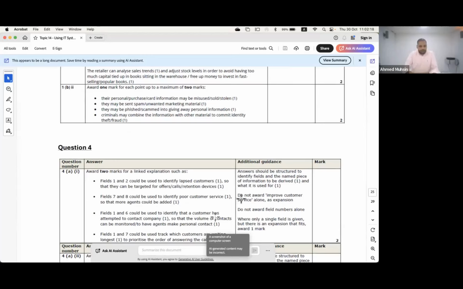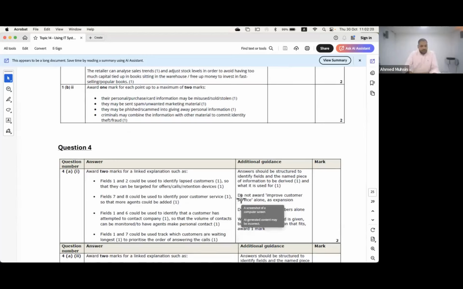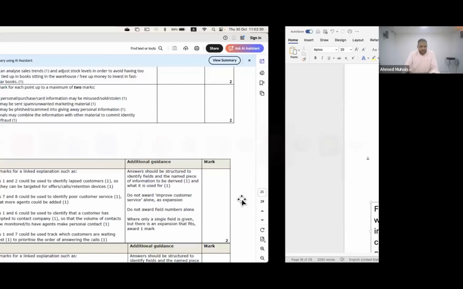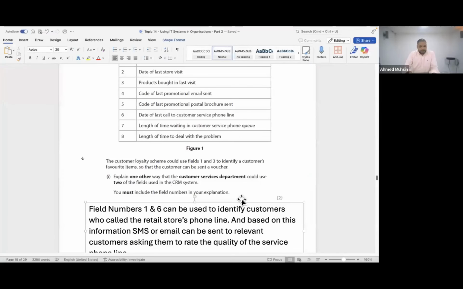Okay, 1 and 7 could be used to track which customers are waiting longest to prioritize the order of answering the calls. Fields 1 and 7. What does 7 tell us? 7 tells us the length of time waiting in customer service phone queue. Okay, so the one who has been waiting for the longest or longer, you will put the waiting time in descending order and basically deal with the one who has been waiting longer, isn't it?